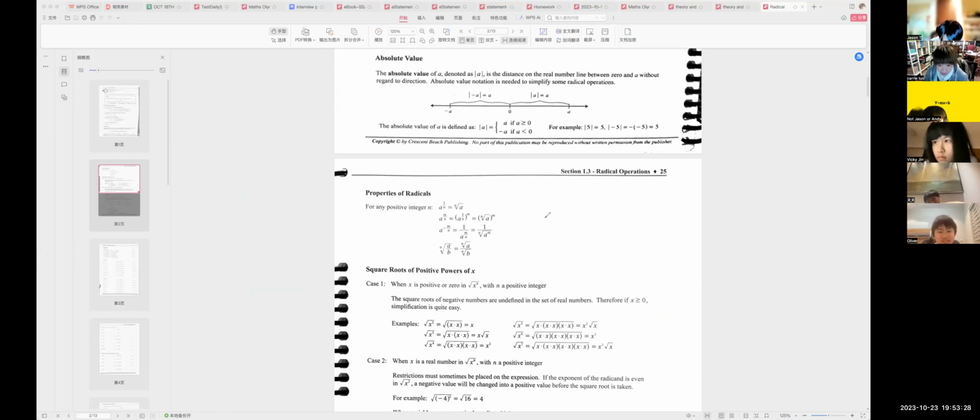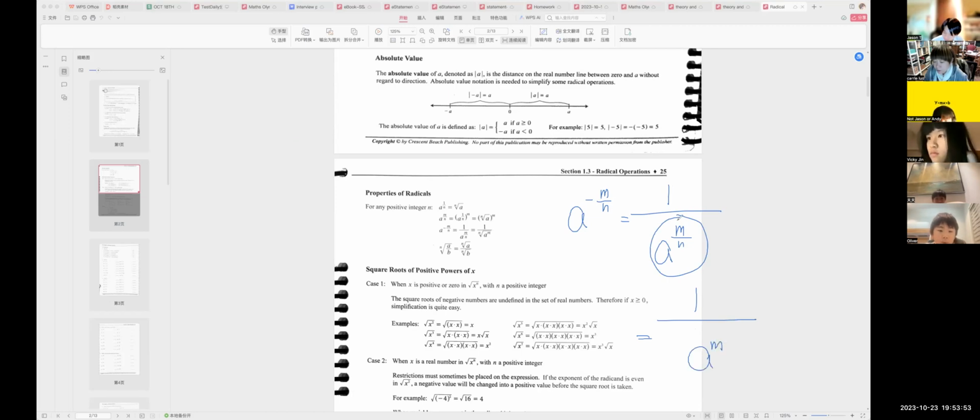Okay, so now let's take a look at the next one. It's a negative m/n, right? When you see negative, remember, you flip it. It's always the reciprocal of a to the power m/n. Very good. And you follow the earlier way, like what I just said. So it's 1 over a to the m/n, the numerator put it nearby, and the denominator put it here.